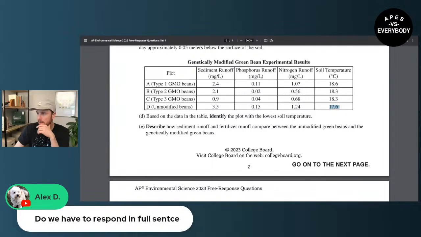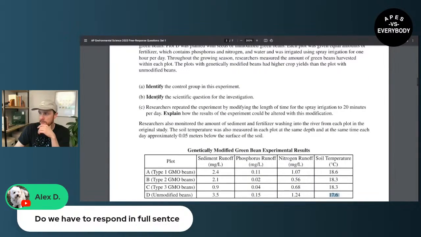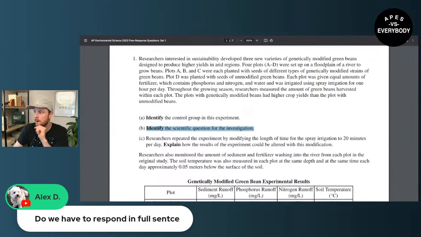Move on. However, identify the scientific question. You do need a full sentence here. You need something like, what is the effect of genetically modifying green beans on their yield? Or will genetically modifying green beans produce more yield than unmodified green beans?